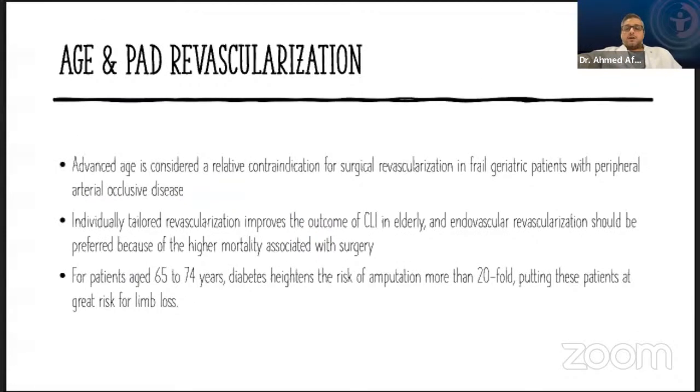As a conclusion for elderly patients with peripheral arterial disease, we concluded that advanced age is considered a relative contraindication for surgical revascularization in frail geriatric patients, and individually tailored revascularization improves the outcome of critical lower limb ischemia in the elderly. Endovascular revascularization should be performed because of the higher mortality associated with surgery. And for patients aged between 65 to 74 years, diabetes increases the risk of amputation more than 20-fold, putting these patients at greater risk of limb loss.